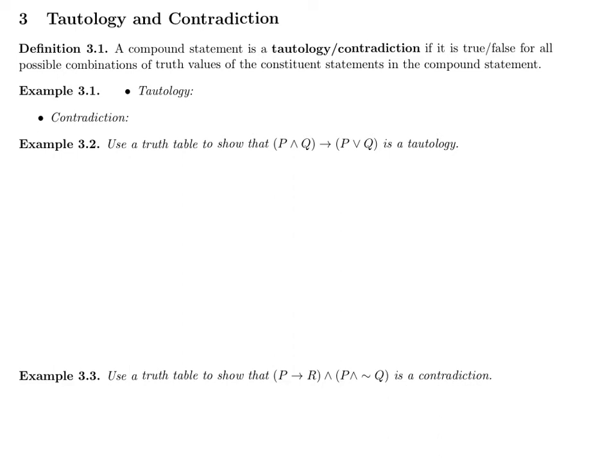In this section, I want to talk about the ideas of logical formulas that are either always true or always false. I'll give some examples in a second, but just to tell you, we call logical formulas that are always true a tautology, and ones that are always false a contradiction. So let me give you an example of a tautology, something that's always true.